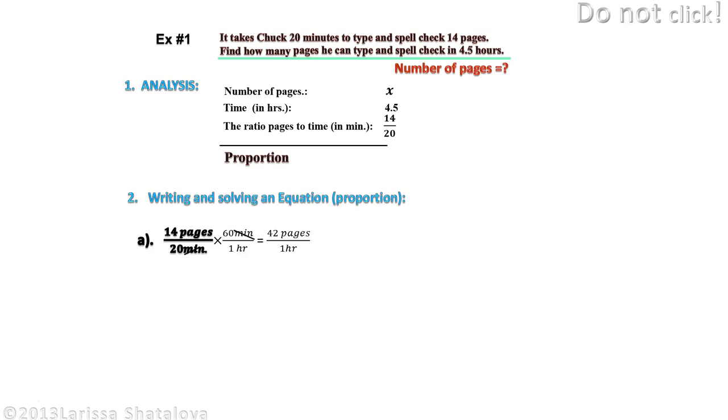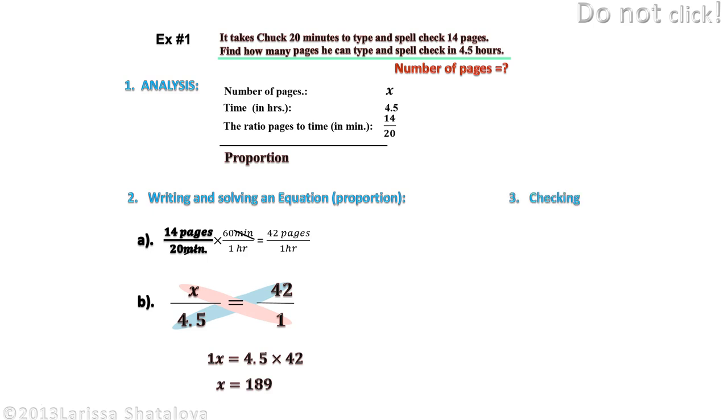So now we are ready to write out the proportion. x to 4.5 equals 42 to 1. Now the cross product gives us 1x equals 4.5 times 42, so x is 189. I skip checking, so we can write out the answer: 189 pages.